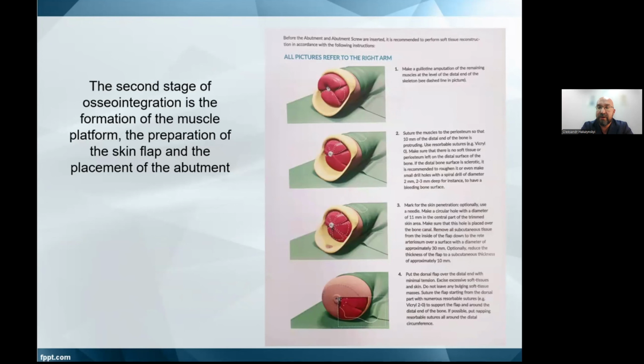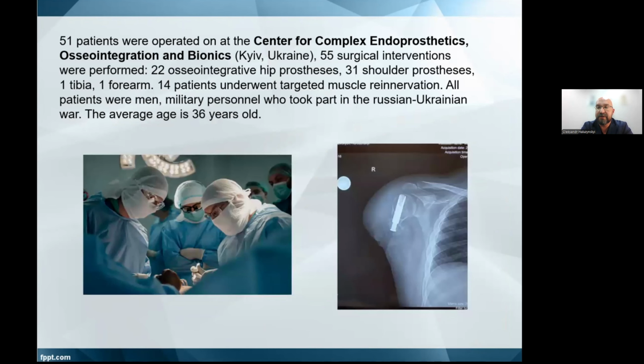The second stage is usually performed after 3 or 4 months. It consists of removing the plug elements. We remove the muscles approximately 1 centimeter from the bone cut. Using PRRS string sutures, we form a muscle platform, compacting the soft tissues. An important stage is the careful formation of the stoma on the skin flap. This must be done so that the skin grows to the bone, avoiding the threat of its necrosis. Finally, we install the abutment. The philosophy of this technology is that the less movement of soft tissues occurs in the stoma area, the fewer complications. Now, a little about our center.